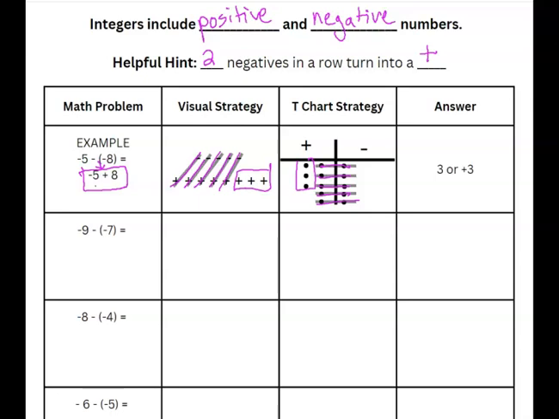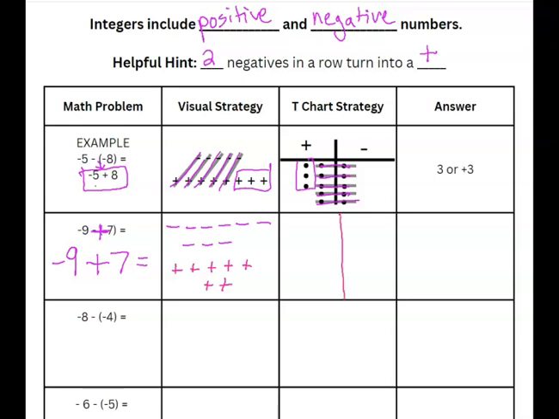It says negative 9 minus negative 7. To rewrite that, I would keep the negative 9 the same, and I would take these two negatives and squish them into one giant positive. So my question is going to say negative 9 plus 7. To draw that out, it says negative 9, so I'm going to draw 9 negative signs. And then it says plus 7, so I'm going to draw 7 plus signs.